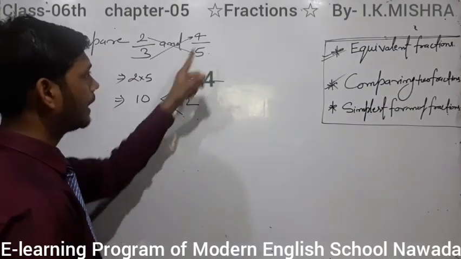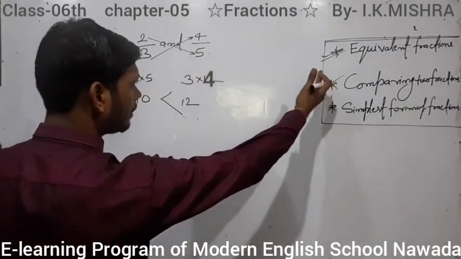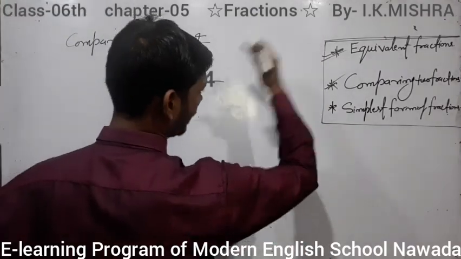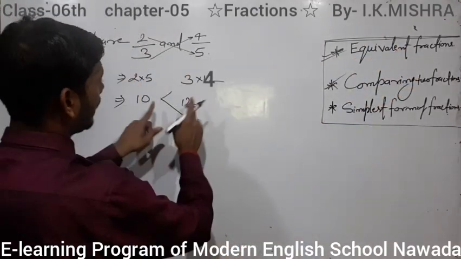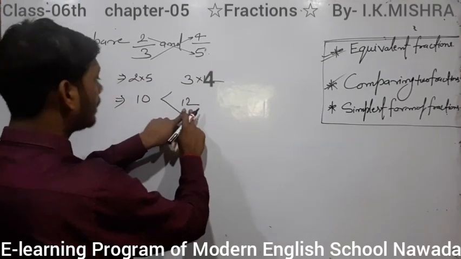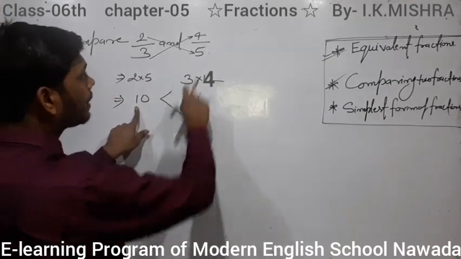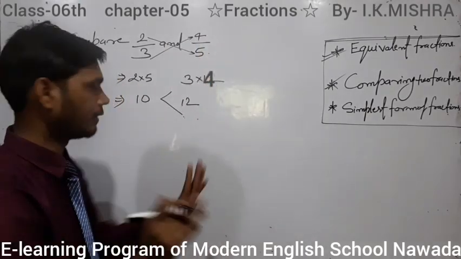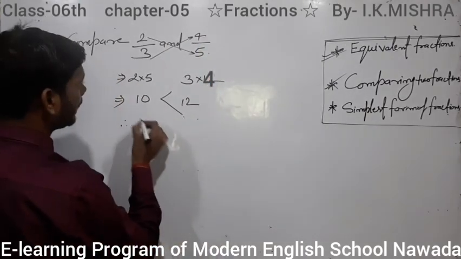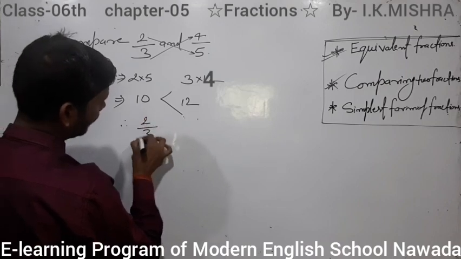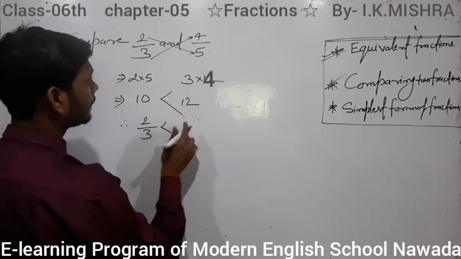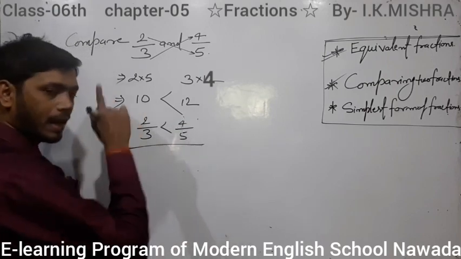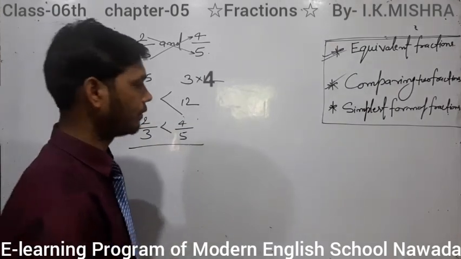That means here on the right side the fraction, here two sides, left hand side and right hand side. Then students, this is greater than this. That means here the 4 by 5 right side fraction is larger. So you can write easily 2 by 3 will be less than 4 by 5. That means 4 by 5 is greater than 2 by 3.